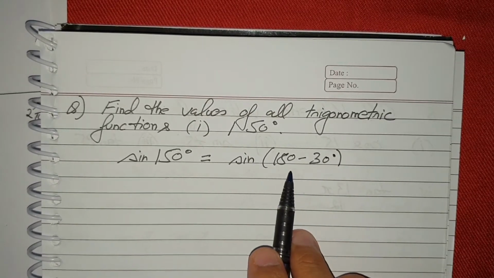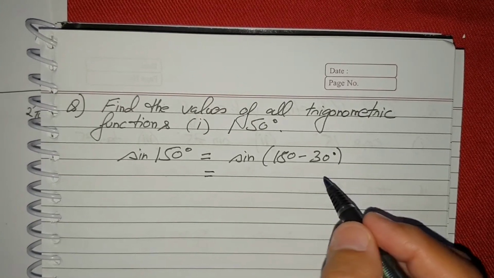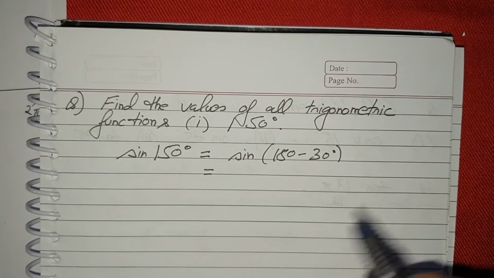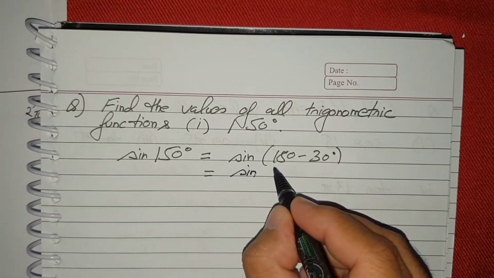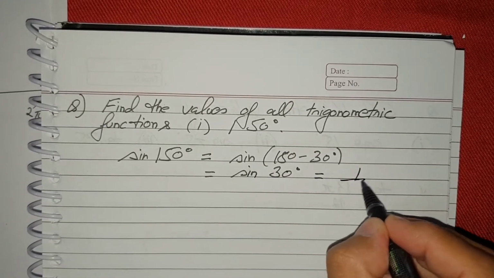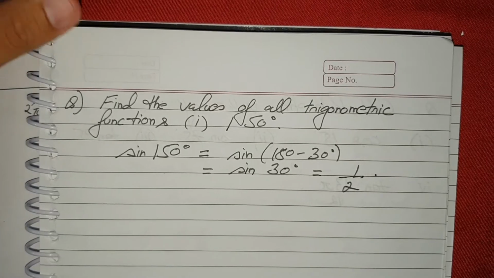Now again, this is 180. This will not change. And 180 minus 30 is in second quadrant. Second quadrant, sine is positive. So this equals sine 30 degree, which equals 1 by 2. Okay. Now cos 150 degree.